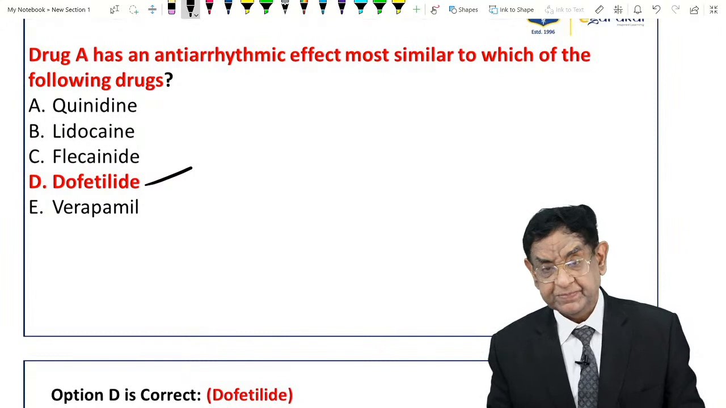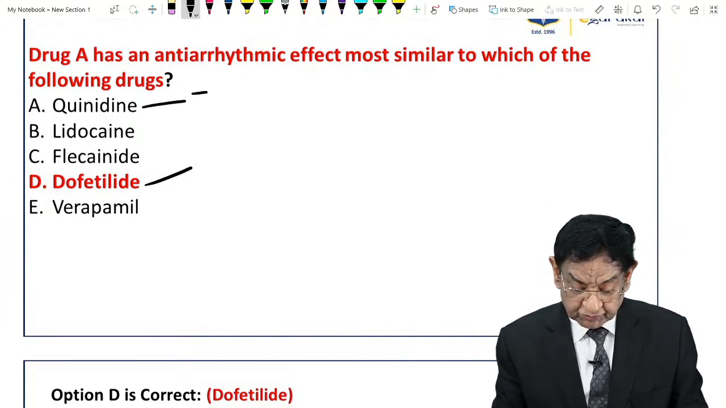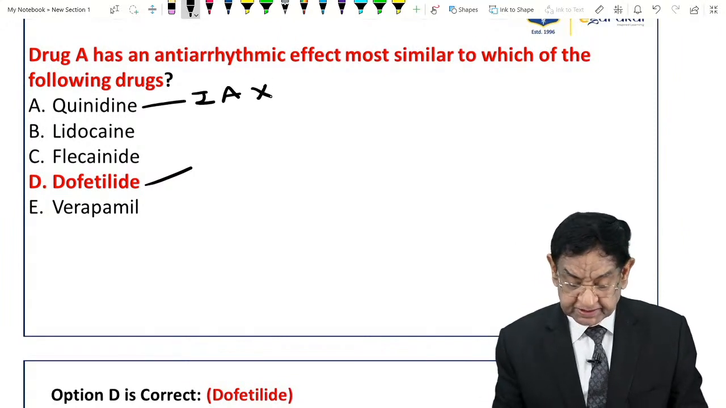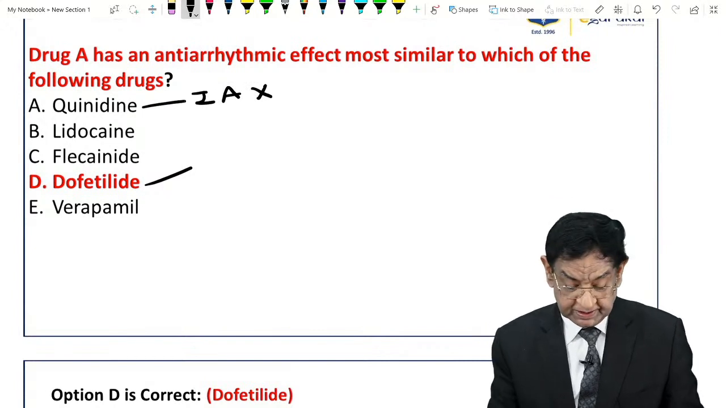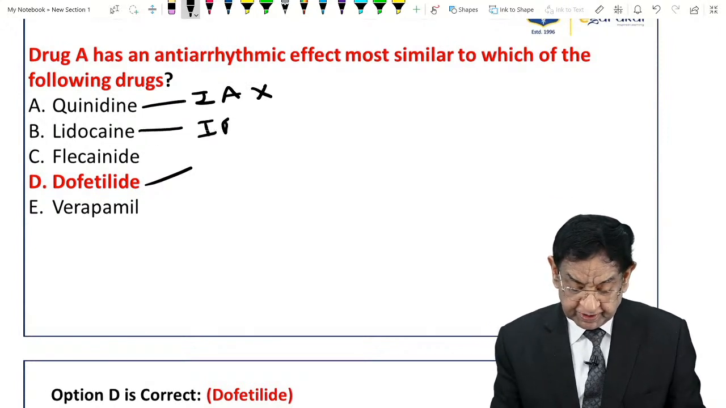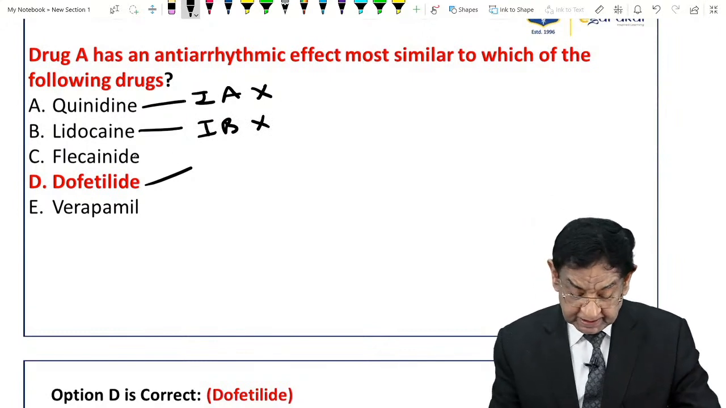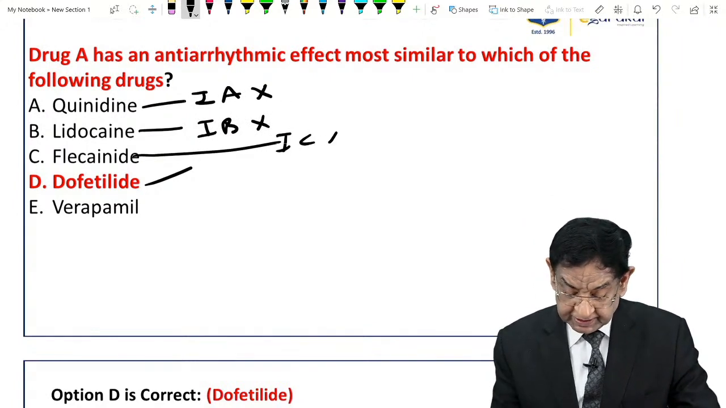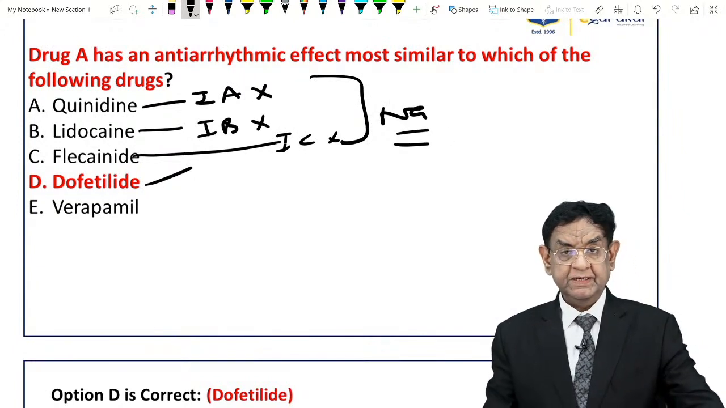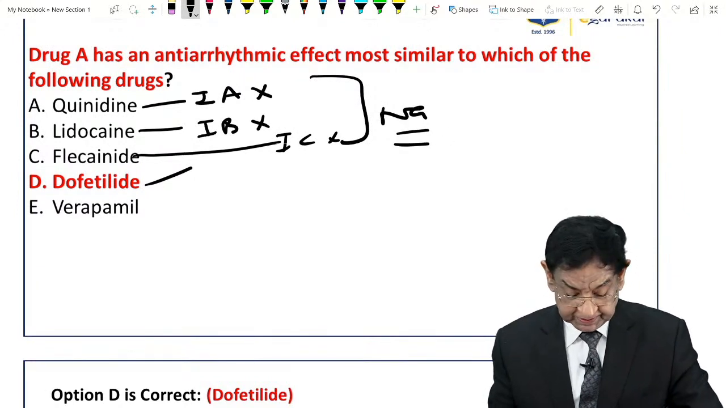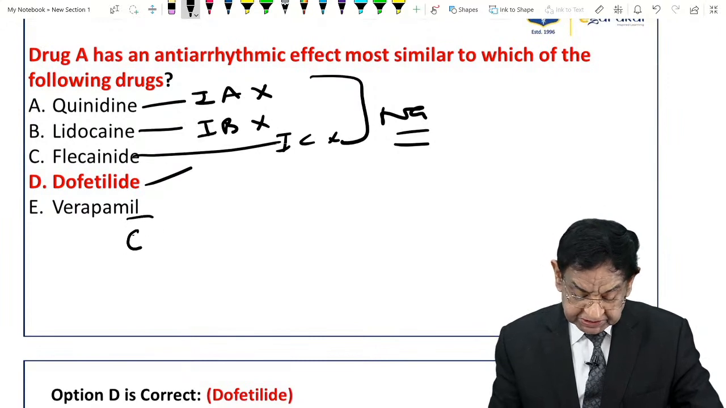Quinidine is a class 1A drug, nothing to do with potassium. Lidocaine is class 1B, nothing to do with potassium. And this is class 1C. They are all sodium channel blockers. They don't affect potassium. Verapamil is a calcium channel blocker.